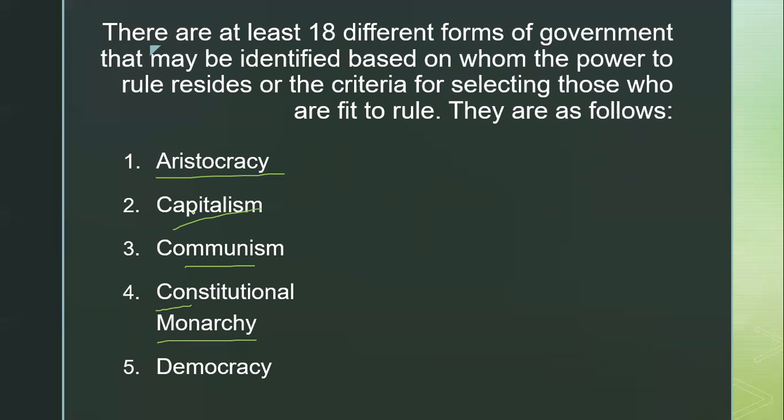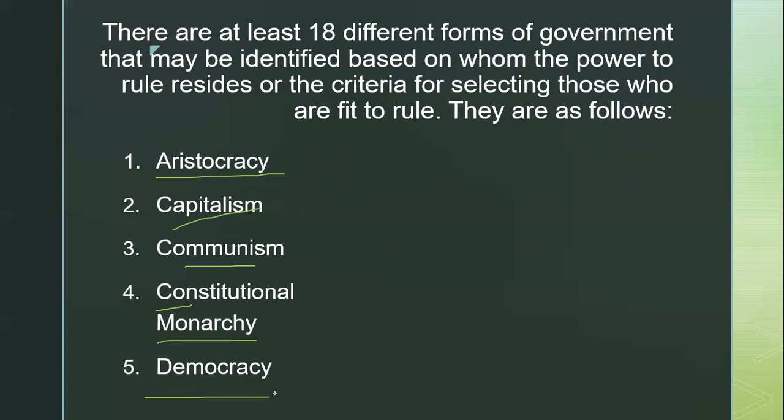So example ani guys is the United Kingdom. So this United Kingdom is a constitutional monarchy where the people or the prime minister of the parliament serves as the head of the government while the monarch serves as the head of state.